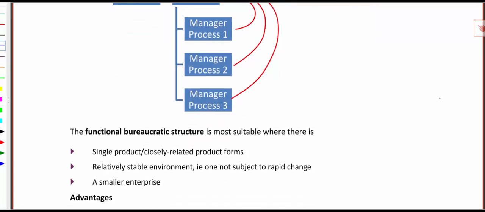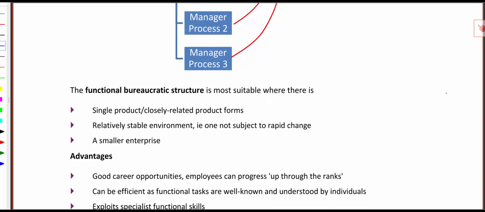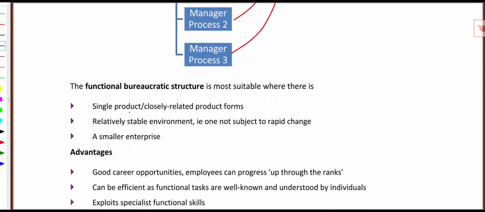When is it best to use this structure? If you've got a single product or maybe very similar products. If you've got a relatively stable environment, so this structure is very rigid, it's not really suitable for an industry with lots of change. And then again perhaps a smaller enterprise, so one that you perhaps don't have massively different products, or maybe different offices overseas, for example.